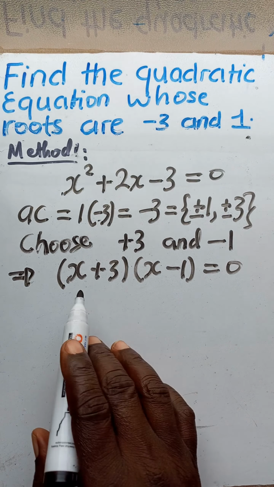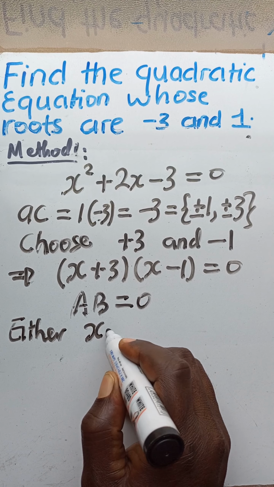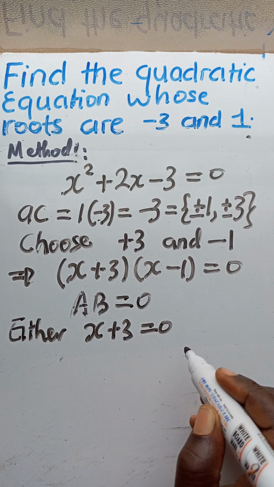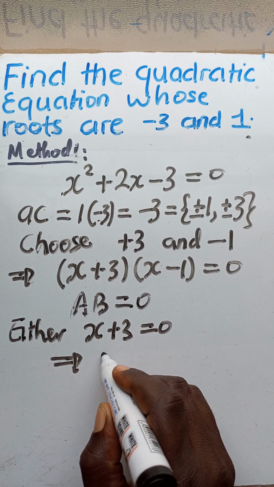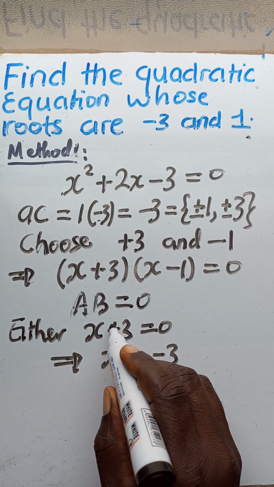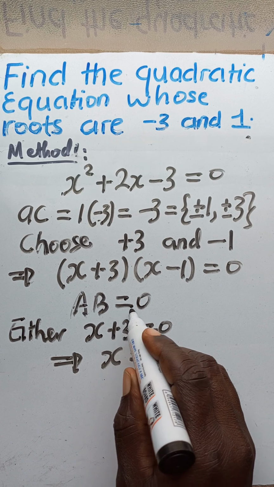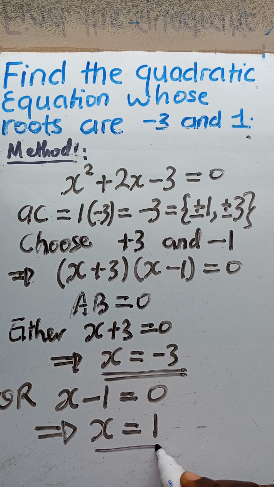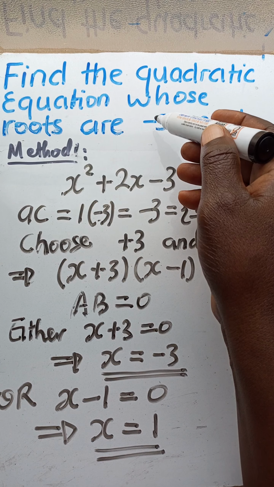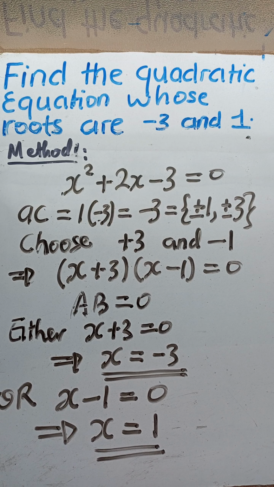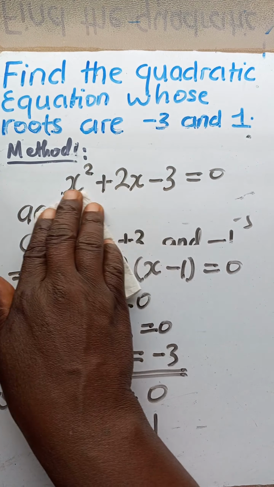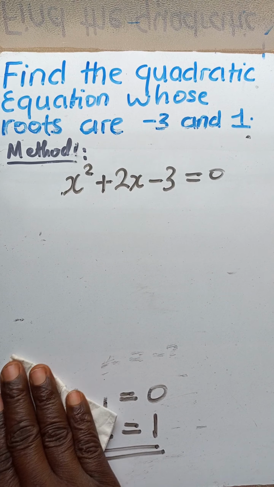So we have either the first one, x plus 3 is 0. If this is true, then it means that x is negative 3, taking this positive 3 to the right hand side. That is our first solution. Or the second one is 0. If this expression is true, it therefore means that x is 1 by taking the negative 1 to the right hand side. So you see, we get the solutions that are in the equations, negative 3 and positive 1. That is method 1. Method 2 will involve using the quadratic formula.